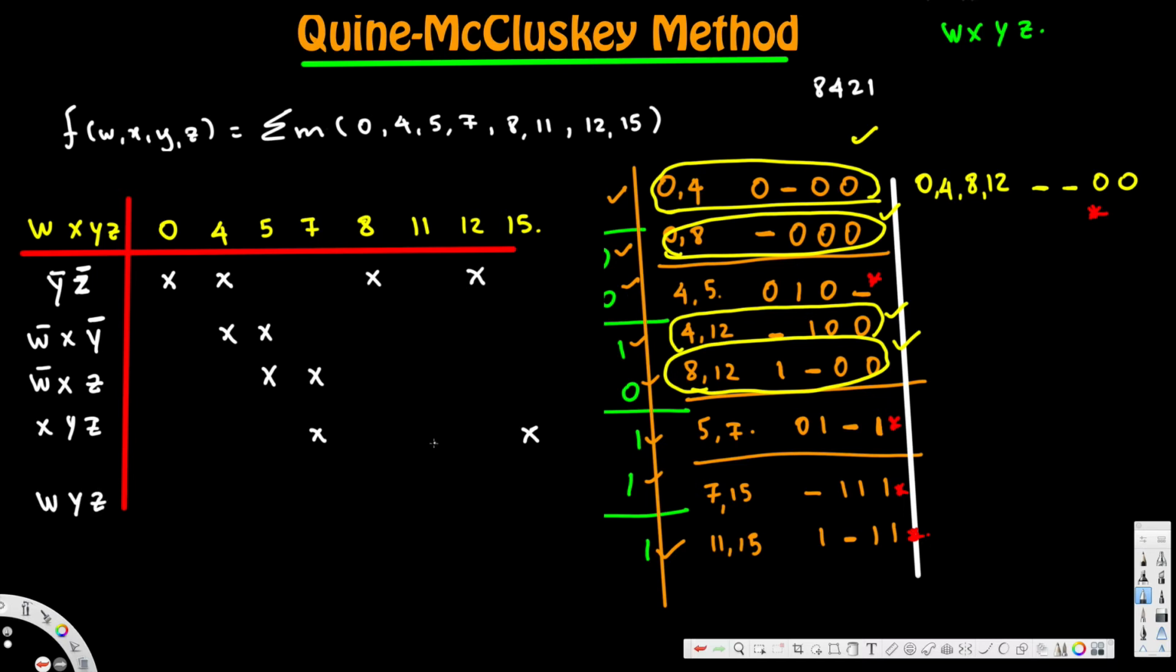WYZ. Okay, so W, Y and Z. The location is 11 and 15. Okay. Now here's the thing. We had to choose a path that will cover most of the thing. And if you look at this one, W and C, if I take this path, it will cover all the vertical part of this one.